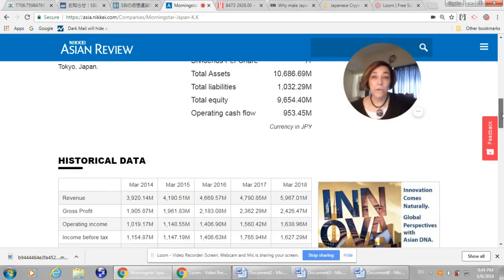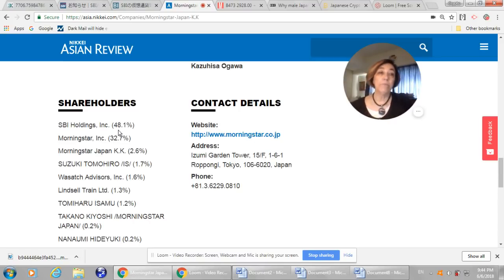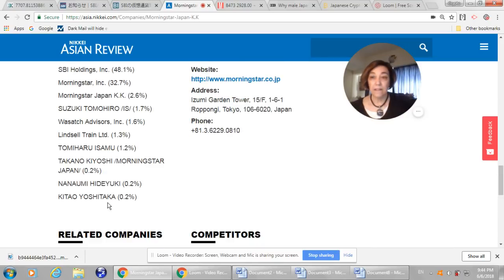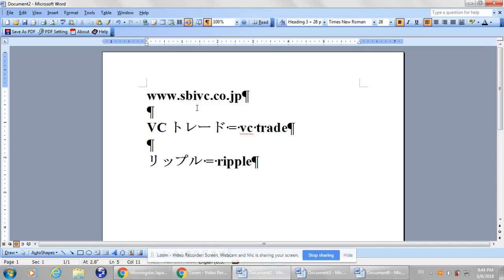You want to know that they are 48.1% owned by SBI Holdings. And even down here at the bottom, you'll find that Kitao Yoshitaka has 0.2%. So this is going to be a really convenient application for people using the SBIVC.co.jp site. This is crazy.